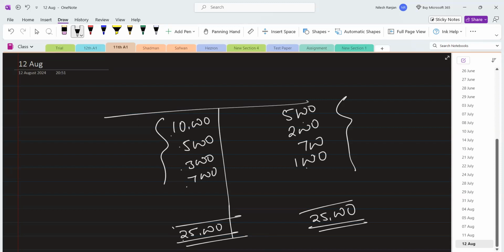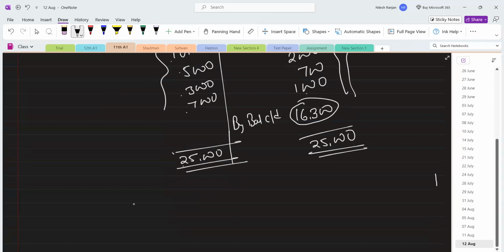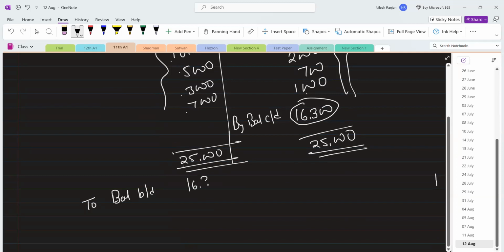After that, you will deduct all these items from this amount. So 25,000 minus 8,700 is 16,300. This is the balance, and it will be written as by balance CD. Again, this balance will be written on the opposite side below the total as to balance BD 16,300.